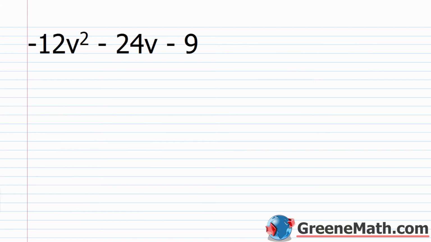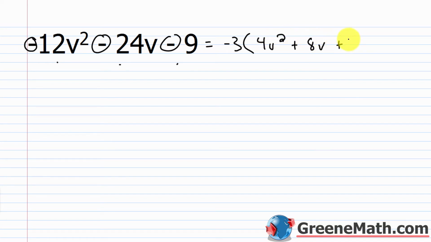All right, let's try negative 12v squared minus 24v minus 9. So everything is negative here. So I know I can pull that out to start and make my life a lot easier. I hate working with negatives. Everybody does. I also notice that everything is divisible by 3. So let's pull out a negative 3, and we'd have 4v squared plus 8v plus 3. So now I just need to worry about what the inside of the parentheses here would factor to.